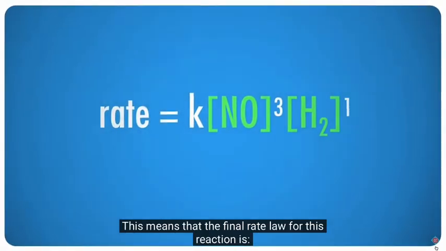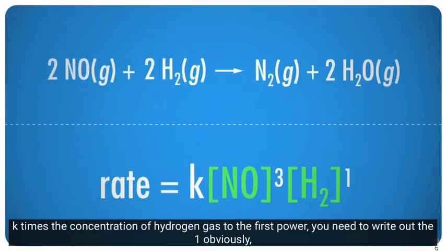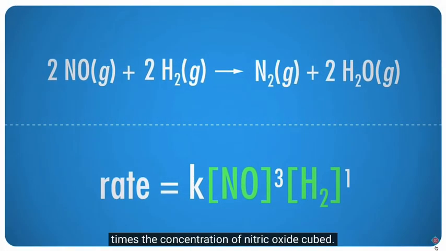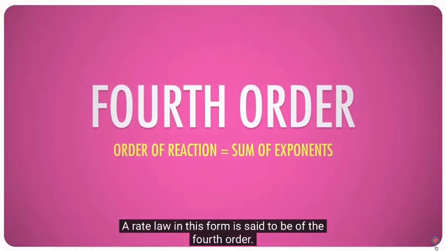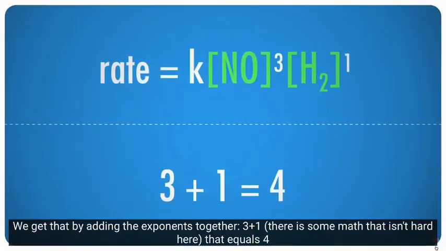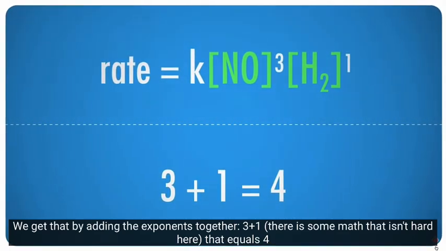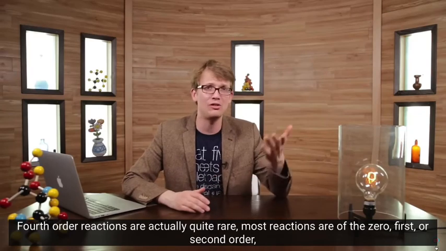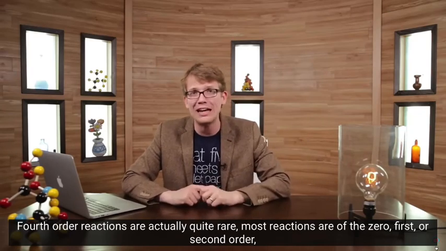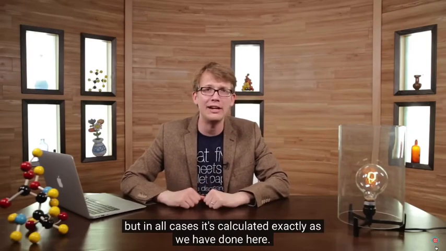This means that the final rate law for this reaction is k times the concentration of hydrogen gas to the first power, you don't need to write out the 1 obviously, times the concentration of nitric oxide cubed. A rate law in this form is said to be of the 4th order. We get that value by adding the exponents together, 3 plus 1. There is some math that isn't hard here. That equals 4. 4th order reactions are actually quite rare. Most reactions are of the 0, 1st, or 2nd order, but in all cases it's calculated exactly as we have done here.